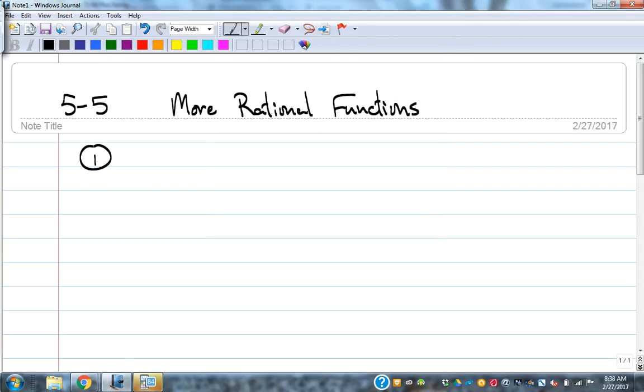All right, guys. More rational functions. Same stuff. We're just going to go through that process and add a couple of things in to this. The first thing that we always find before we do anything else is what? Domain. And what do we do to find the domain? Factor and set what equal to 0? The denominator.